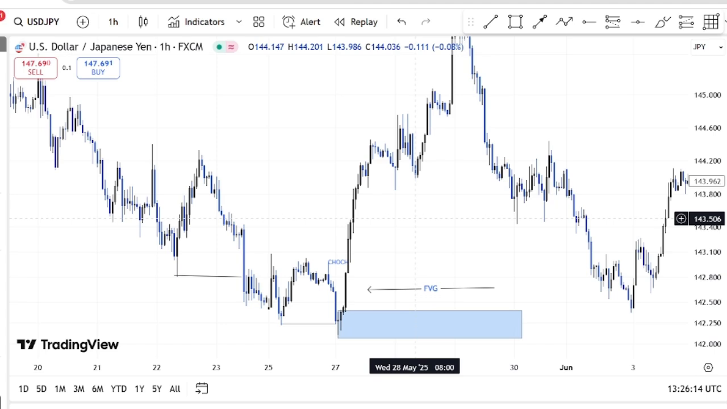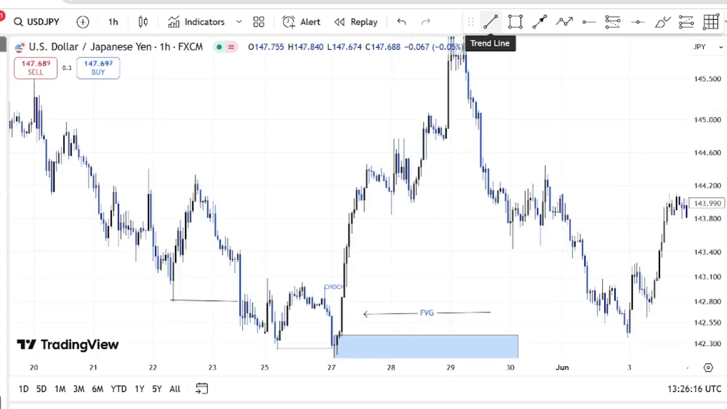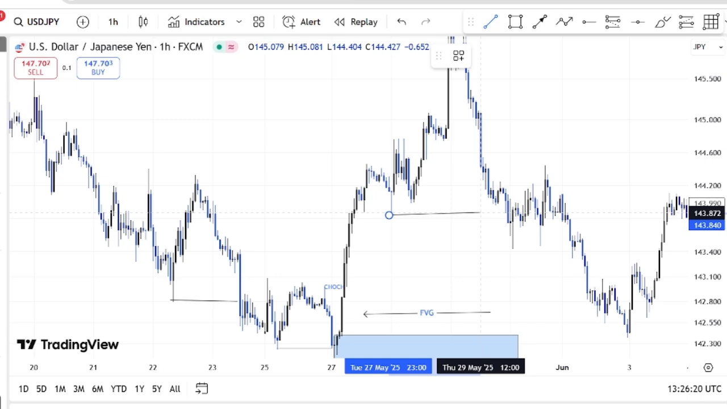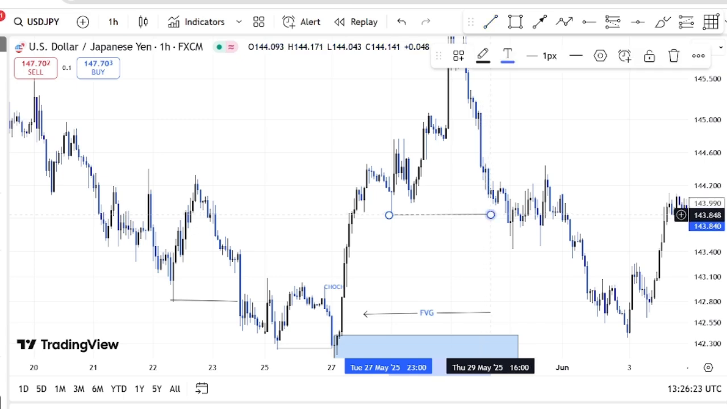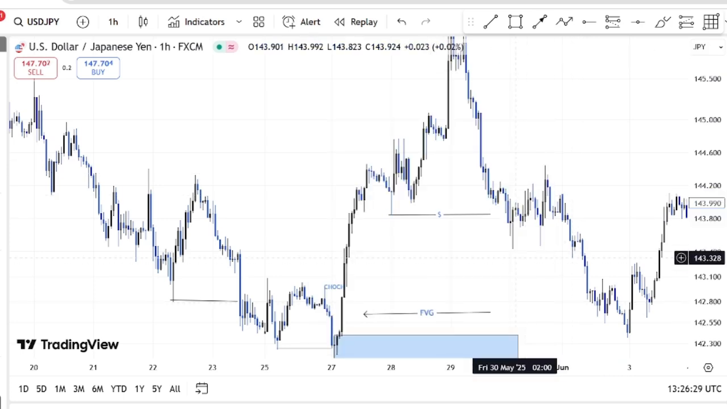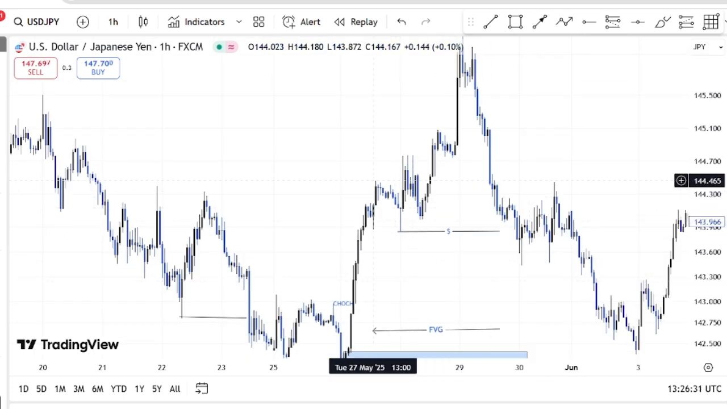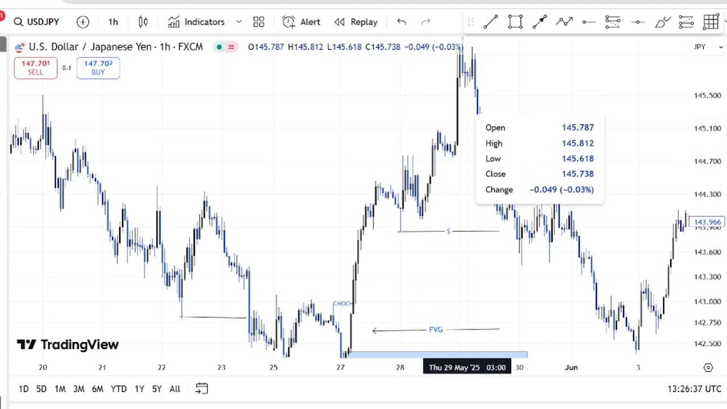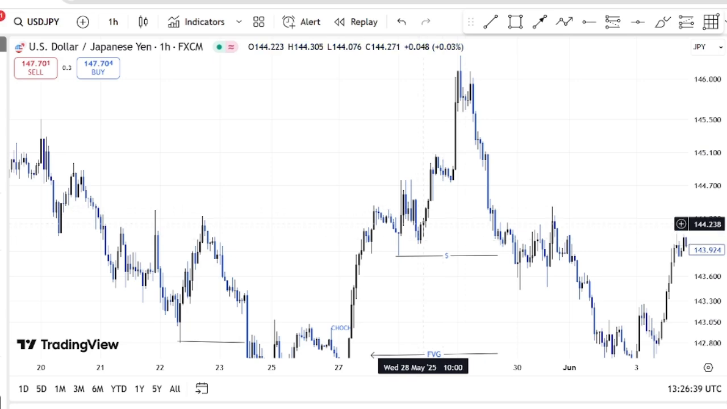Looking to the upside, where is our liquidity? We have all of this as our liquidity. So we have a break of structure here, another break of structure sitting here, and this final break of structure. But we can't take any of this other block because we already know that liquidity is resting below this point.